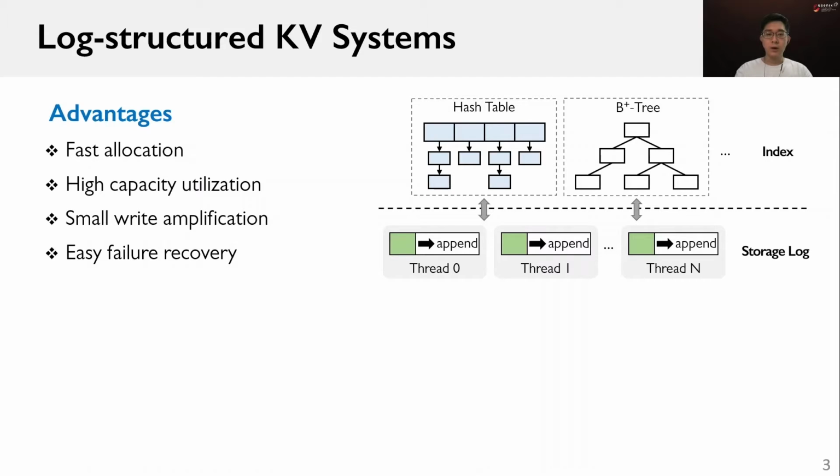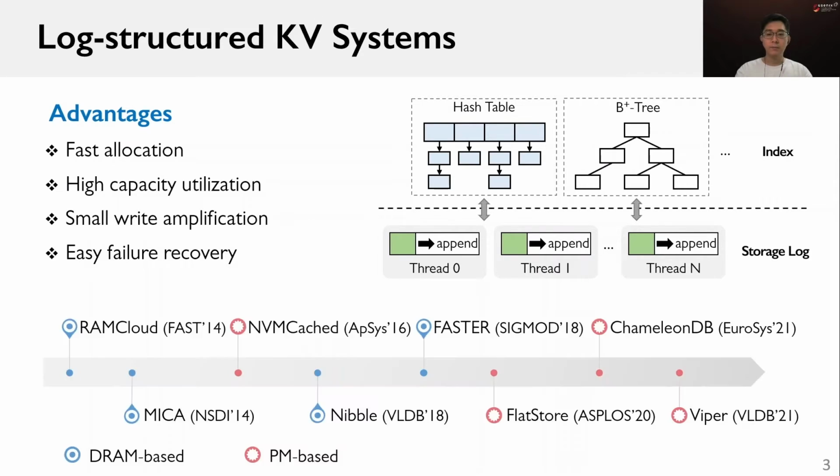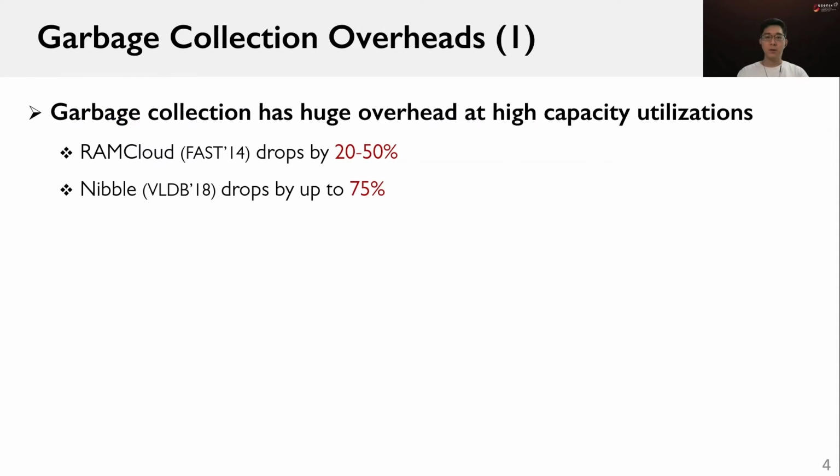Objects' locations within the log are tracked by an index data structure, such as a hash table or a B+tree. In this talk, the location information in the index is also called a reference. The log-structured approach has advantages like fast allocation and high capacity utilization. Besides, the sequential write and the out-of-place update pattern can also achieve small write amplification and easy failure recovery on PM. In the past few years, researchers have designed many in-memory log-structured KV stores.